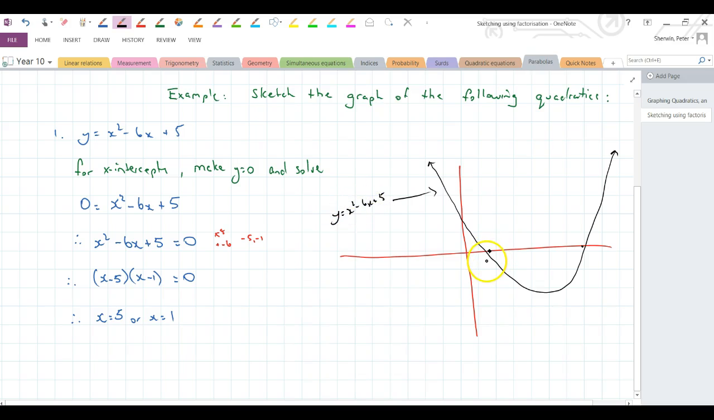I write down my x-intercepts of 1 and 5. I put those just there next to where they cross the x-axis. This being my x-axis, of course, this being my y. Now I need to find my y-intercept, which usually is pretty easy. We'll just make x equal to 0.